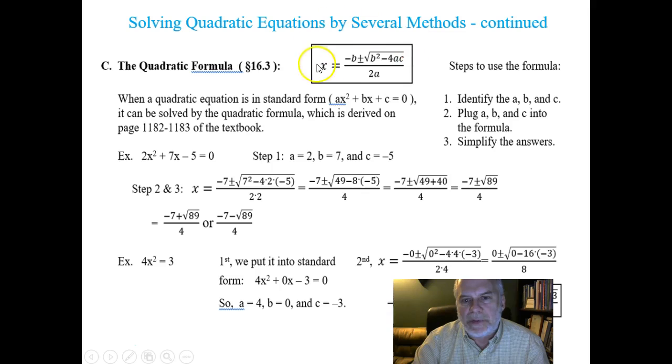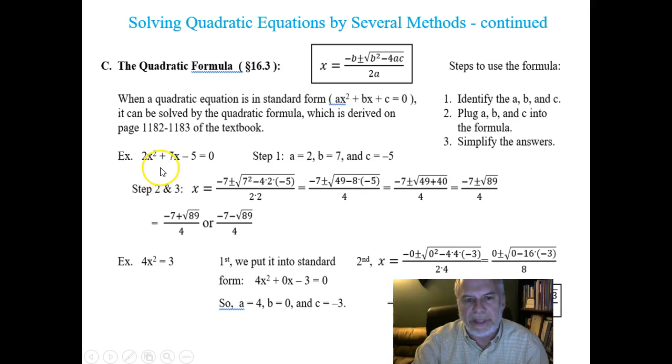All right, so here's the formula at the top in the box. What you are going to do is figure out what A, B, and C are. Step 1, identify the A, B, and C. Step 2, you're going to plug the A, B, and C into that formula. Now, you're not going to plug any x's into that formula, just the numbers for A, B, and C.